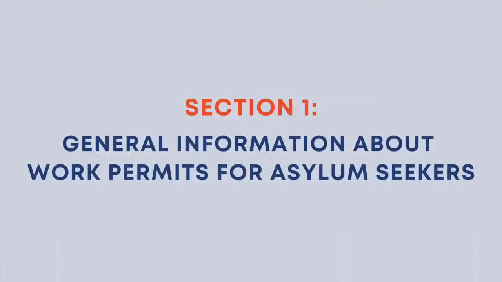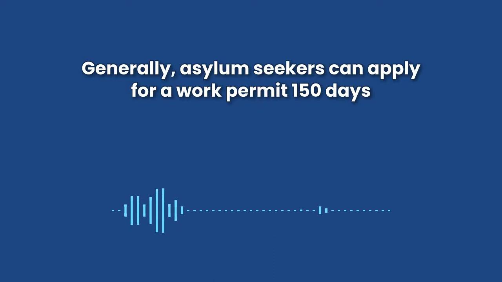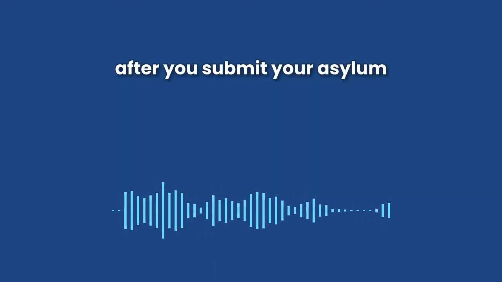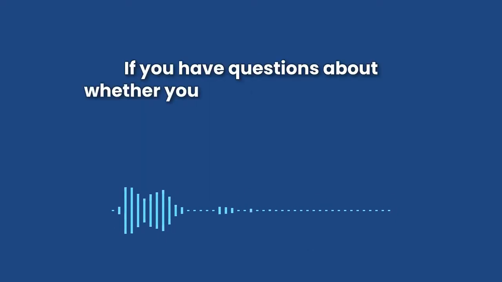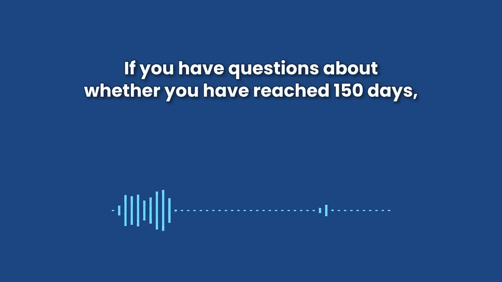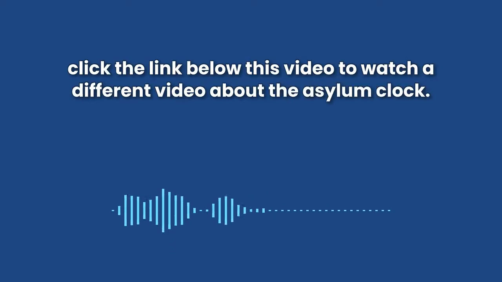Section 1. General information about work permits for asylum seekers. Generally, asylum seekers can apply for a work permit 150 days after you submit your asylum application, Form I-589. If you have questions about whether you have reached 150 days, click the link below this video to watch a different video about the asylum clock.